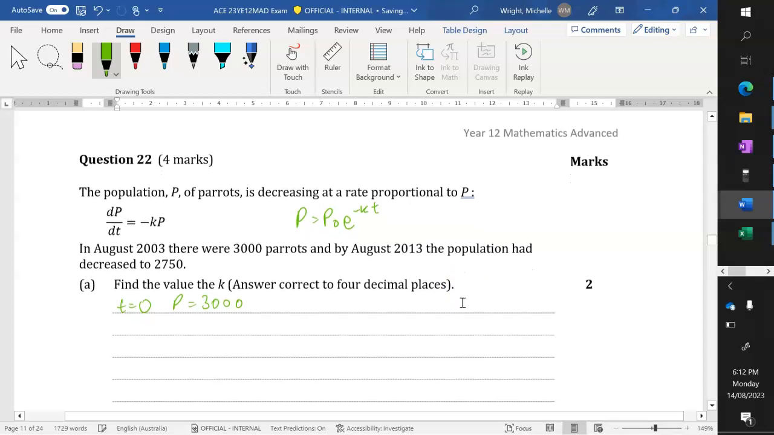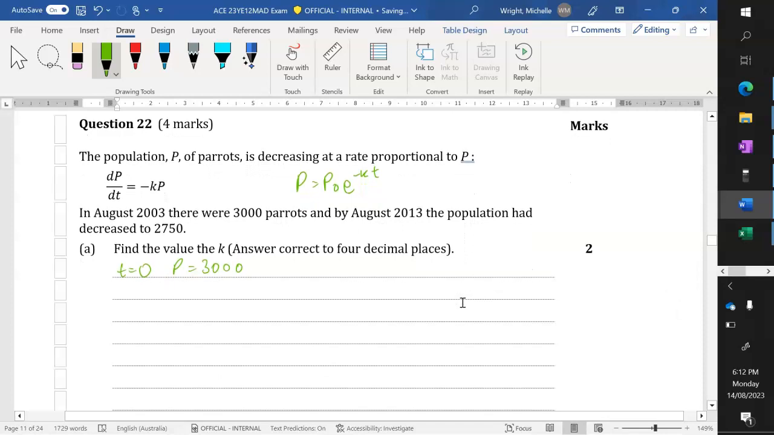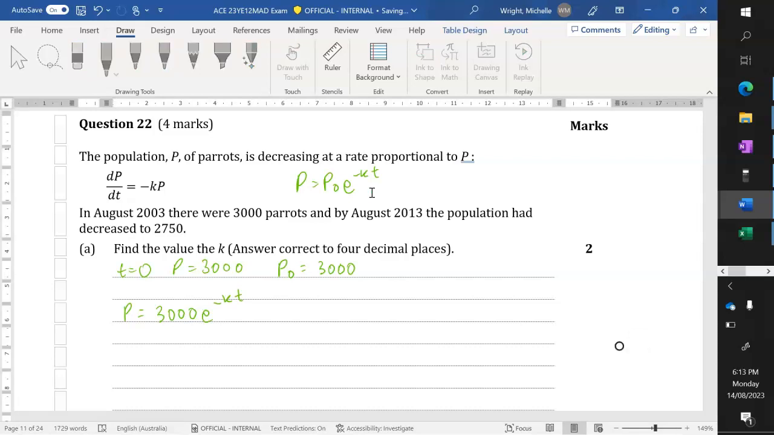So generally there's a nice simple way that we do these equations. You're normally going to be finding out what the population is at time equals 0. If I popped time equals 0 into here, this part of the equation would go to 1, and I'm going to end up with P0 equaling 3,000. So I've got my population, P being 3,000 e to the minus kt. That's my population equation. It says that in 2013, the population had decreased to 2,750.